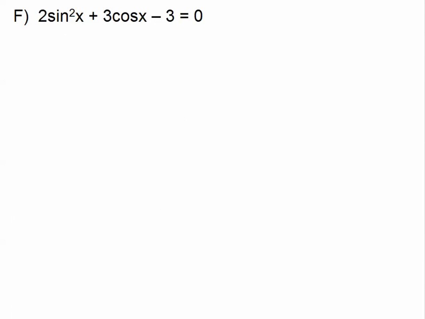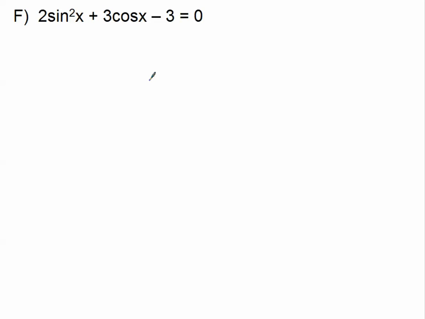Let's look at E and compare it to F. E was a factor problem. F looks like the same type of problem, except we have two different functions. We have a sine on the x, and we have a cosine on the x. And that is not going to be factorable because it's technically two different functions. So it's like two different variables. So we can't factor this yet until we do something.